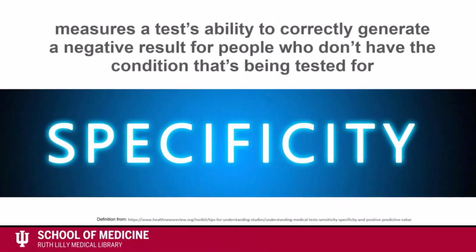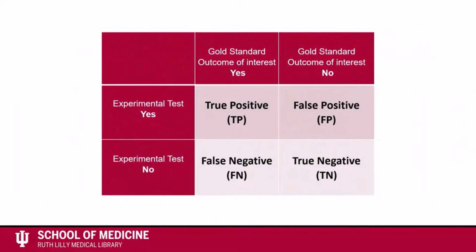Specificity measures a test's ability to correctly generate a negative result for people who don't have the condition that's being tested for. In order to explain the formulas used to calculate diagnostic test accuracy measures, we need to understand the 2x2 table used in diagnostic studies.